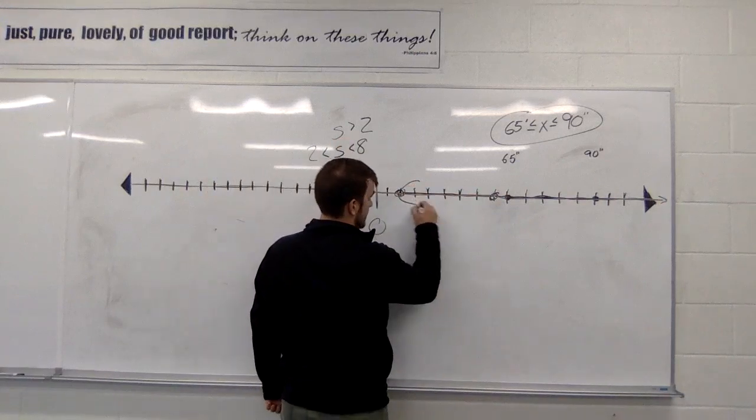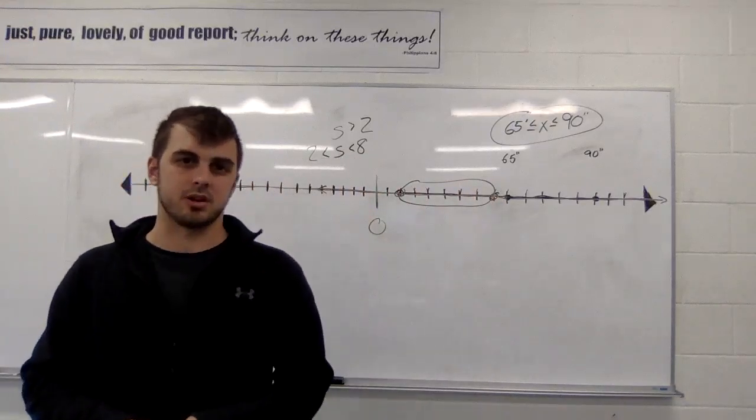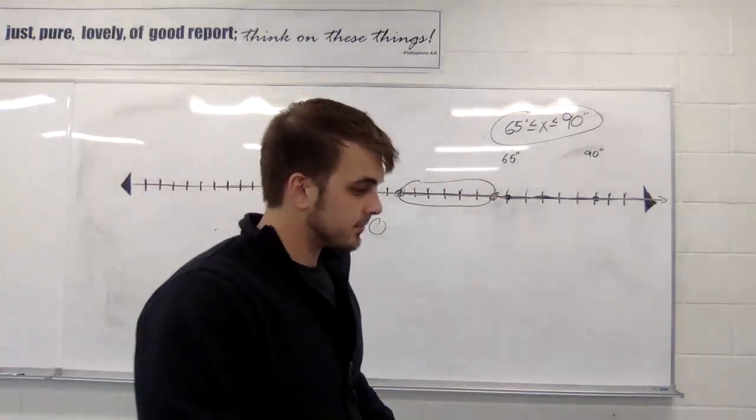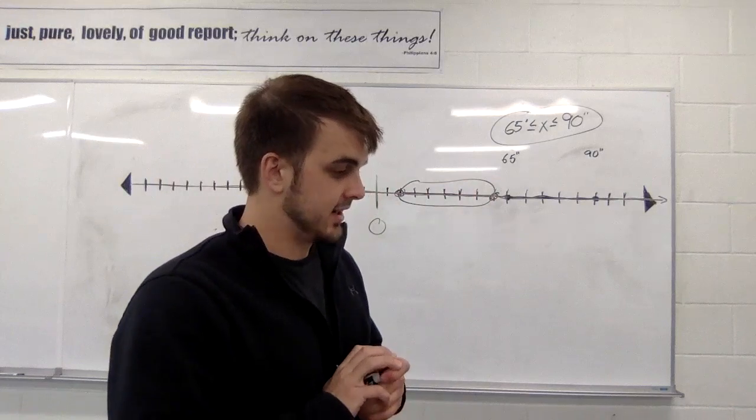But this right here, between the two circles, is all they're wanting. And that's all you're doing. You're just graphing that point there. So the next, example 2: graph the solution set of the inequality.